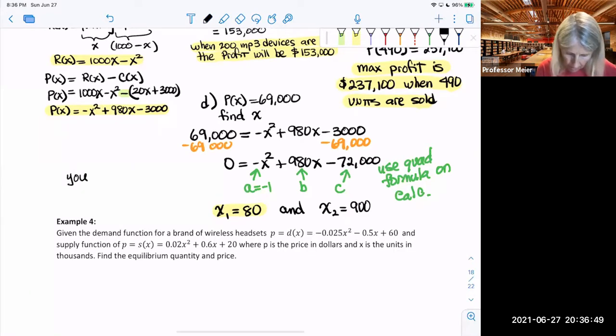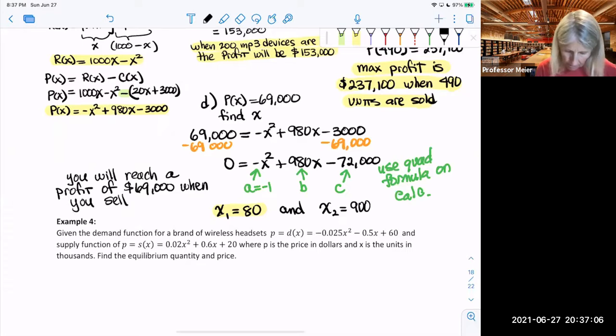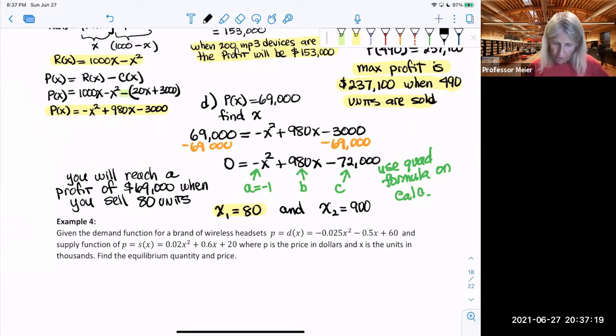You will reach a profit of $69,000 when you sell 80, and I kind of forget what these were, MP3 devices. So maybe I'll just say 80 units. And that answers the question.